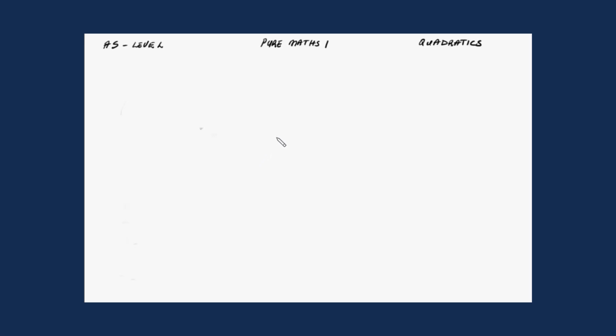Alright guys, we are back again on AS level P1 Maths, that is Pure Mathematics 1. We are looking at the first topic being quadratics. So we will be looking at the discriminant.